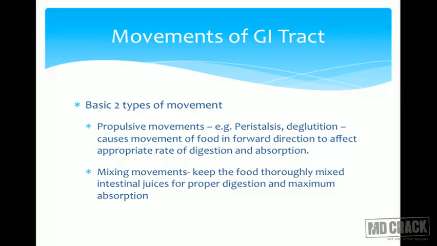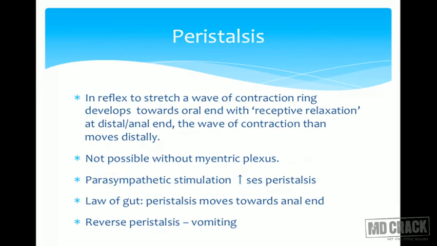Which are the examples of the mixing movement? They can be in the form of segmental contractions, or haustrations in the large intestine, or segmental contractions in the small intestine. So these are them. First, what happens in peristalsis? Peristalsis is because of a wave that is generated, a constrictor wave.